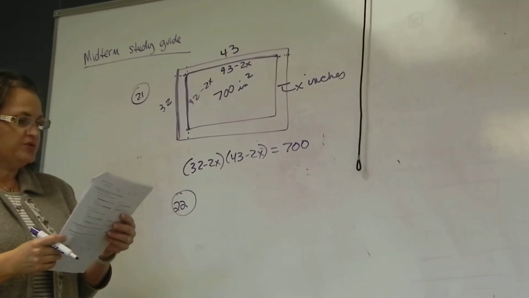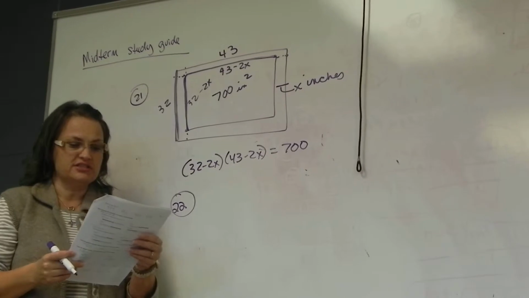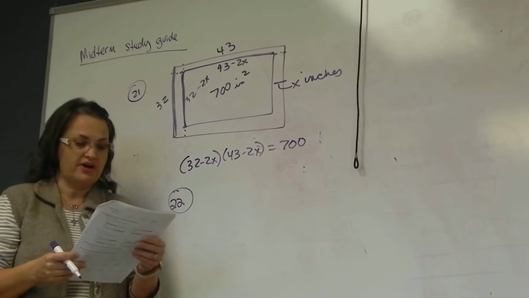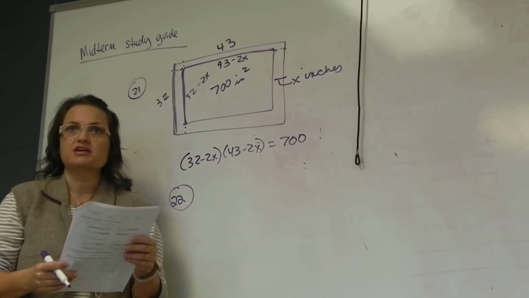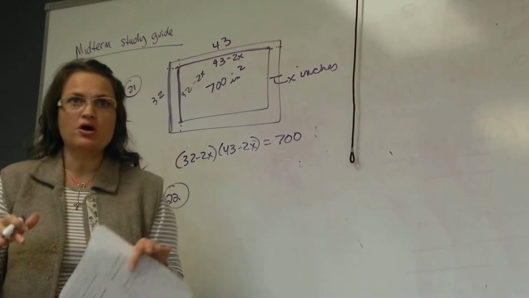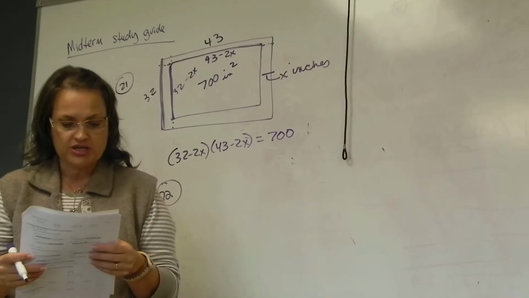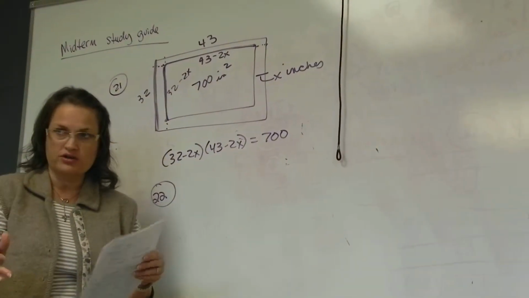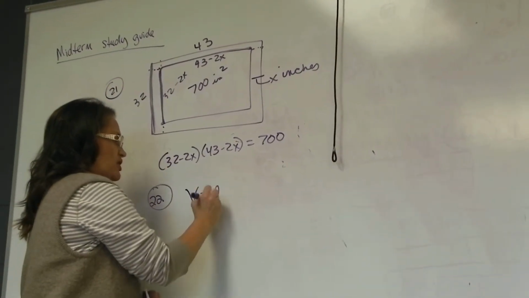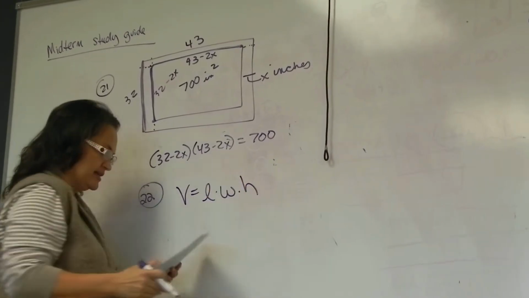Okay, number 22, the height of a box is 5 inches. The length is 3 inches more than the width. Find the width if the volume is 350. So a lot of times if you read through your problem all the way, you'll find that there was some formula or something that you needed to use from geometry. Here we're talking about a box and volume. So you need to know the volume of a box is length times width times height.